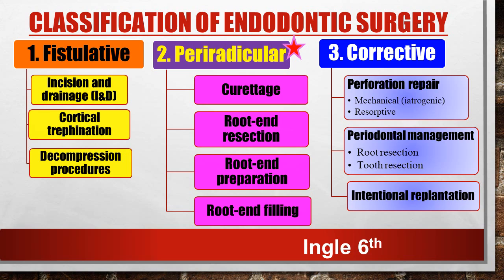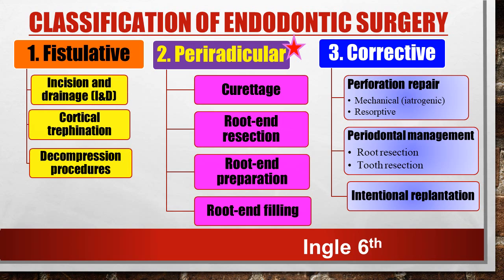Root end resection is carried out. You will be taught about it in the later slides. You actually have to cut off at least 3 mm of your root surface, the root end. Okay. Then after that, you have to prepare the root end to receive a root end filling. So this will be described in the later slides.